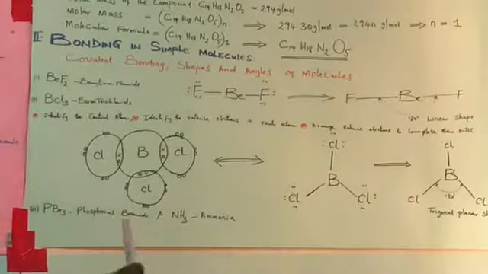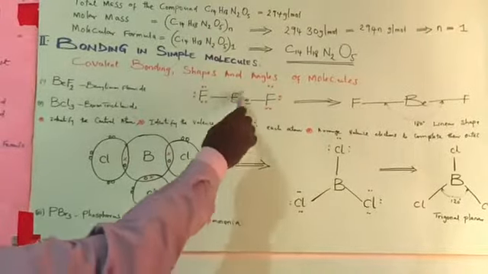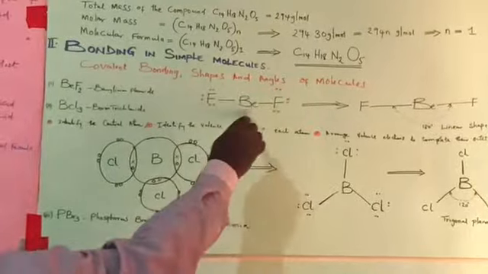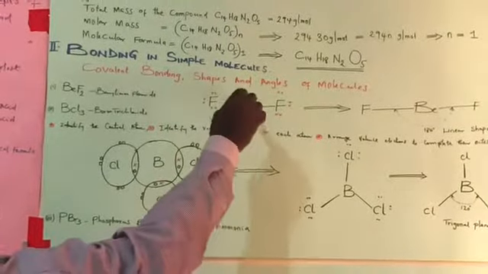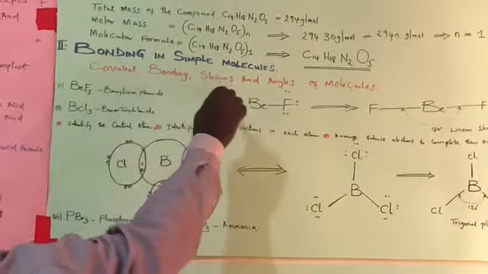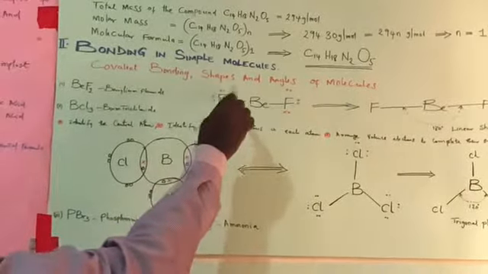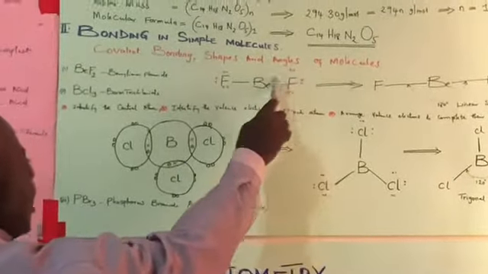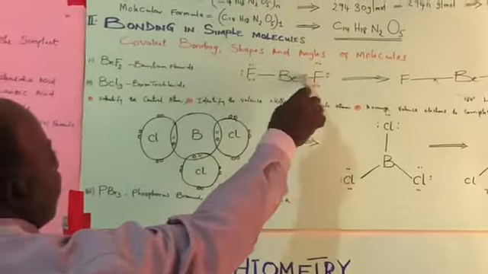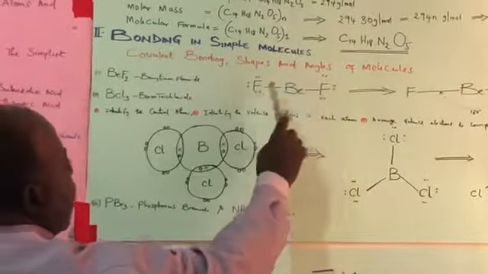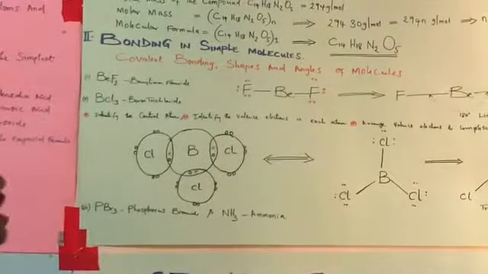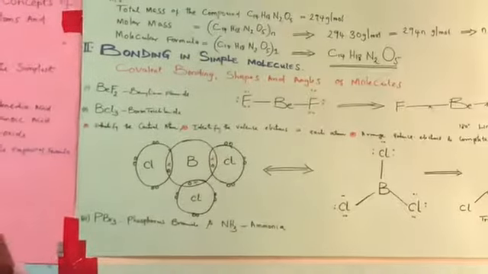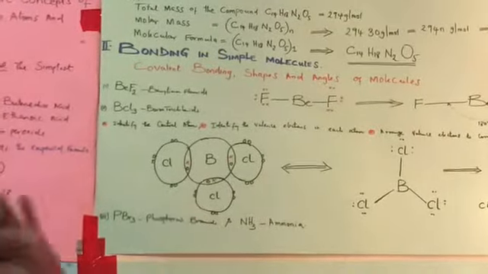For this reason, beryllium becomes the central atom. It has to donate one electron, and the fluorine too must donate one electron to form a bond. This fluorine donates one electron, and beryllium donates one electron, and they form a bond here. Now, this bond is just a simple bond. It is straight.